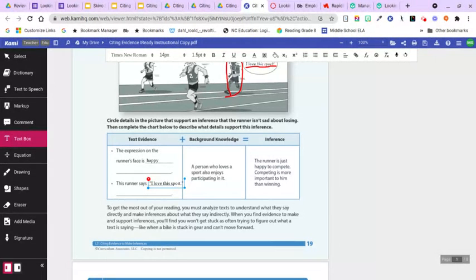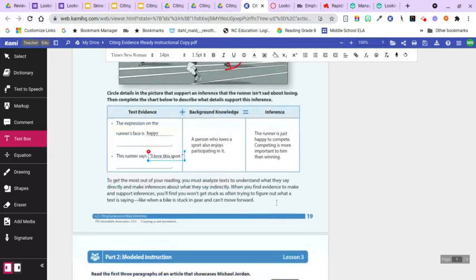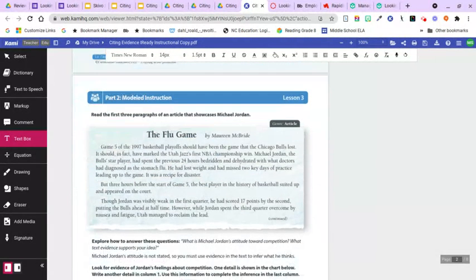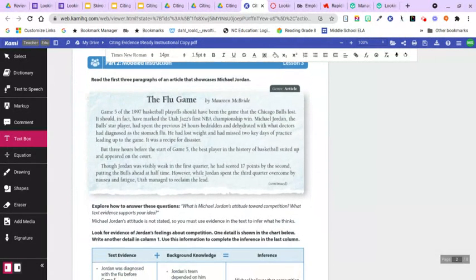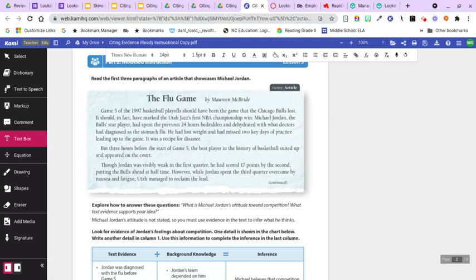So we have our text evidence and we have our inference. You have to analyze the text to get the most out of it, ladies and gentlemen. So let's look at this piece here. Read the first 3 paragraphs of an article that showcases Michael Jordan. All right, so let's talk about young Mr. Jordan.